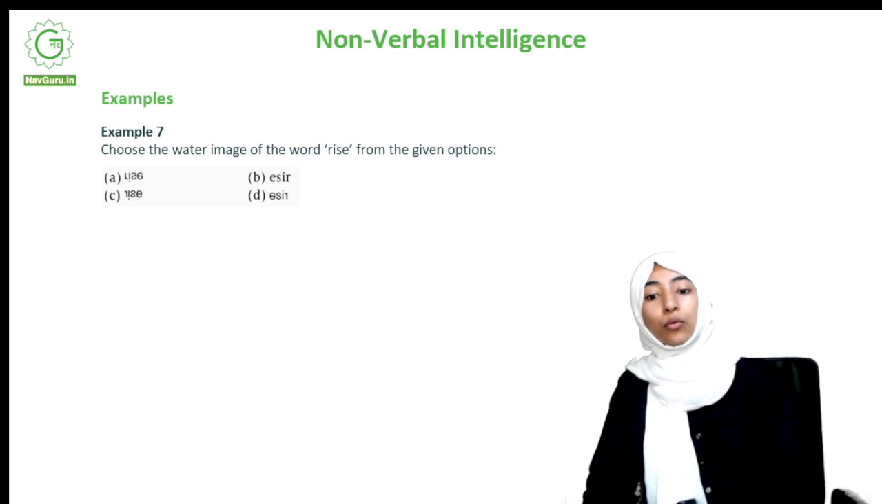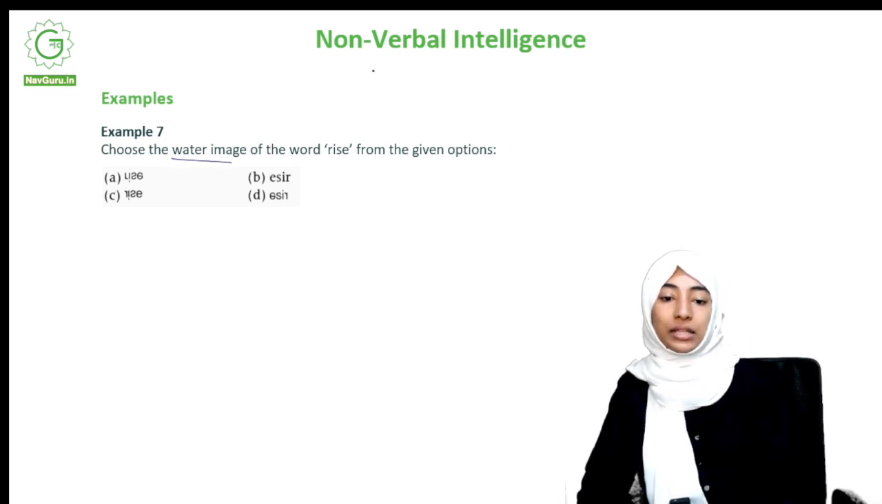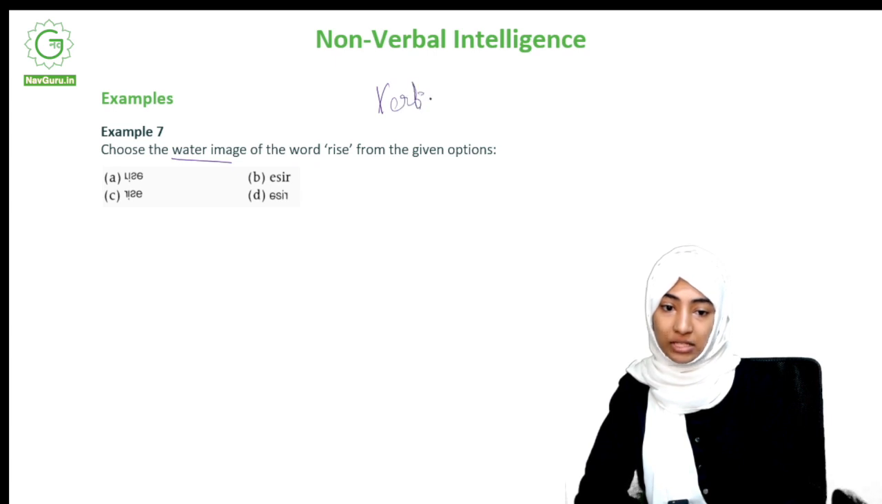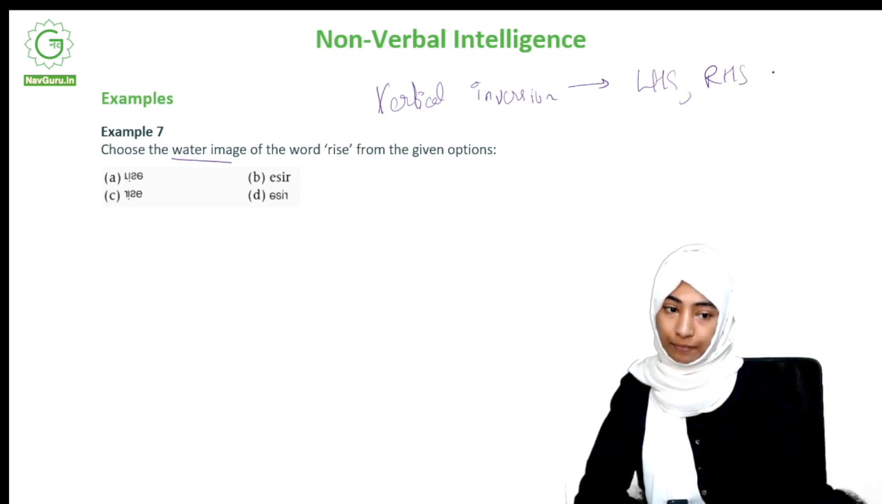Okay, now we are moving to water image. So what was the thing about water images? Basically, the kind of inversion you have is vertical inversion. Okay, and what else did we learn? So what does vertical inversion mean? The left hand side and the right hand side remain the same. No change for these. But for the top and the bottom, these get interchanged. So the top becomes the bottom and the bottom becomes the top.